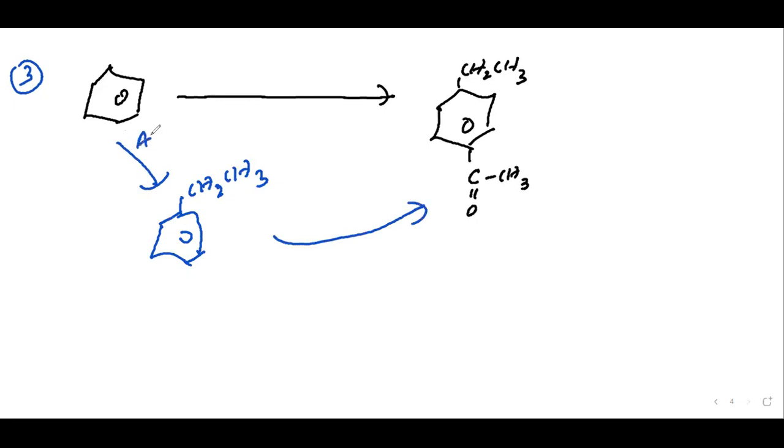So here I have put anhydrous AlCl3, CH3CH2Cl. And then I should add CH3COCl, again anhydrous AlCl3, CH3COCl. Is that clear? Understood? CH3COCl. Any questions?